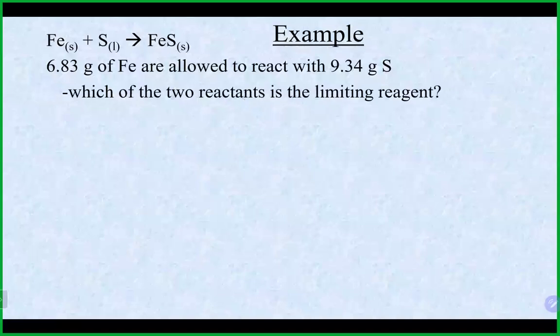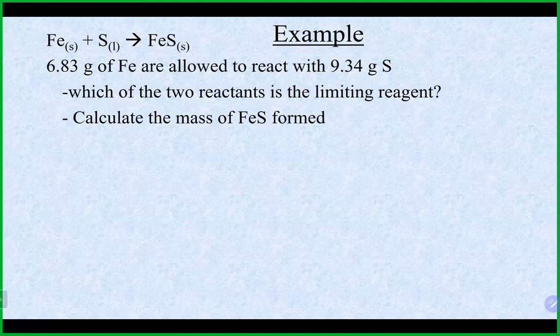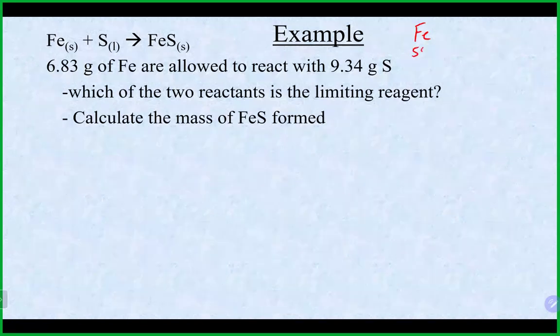All right, so we have 6.83 grams of iron reacting with 9.34 grams of sulfur. Which one is the limiting reagent, and calculate the mass of iron(II) sulfide needed. I'm going to give you some numbers here. Why don't you give it a go? Follow those steps there. Iron is 55.85.